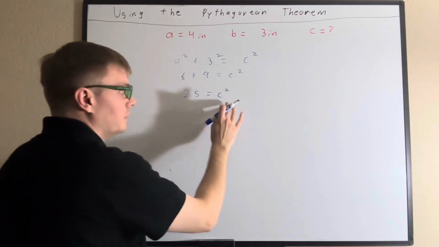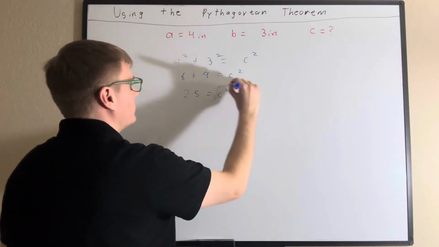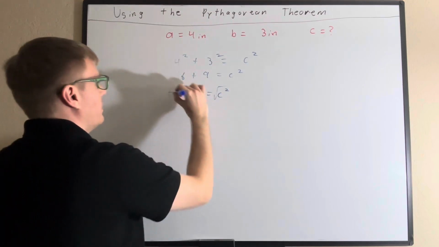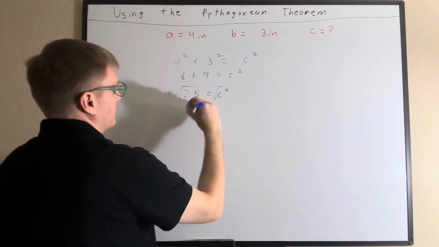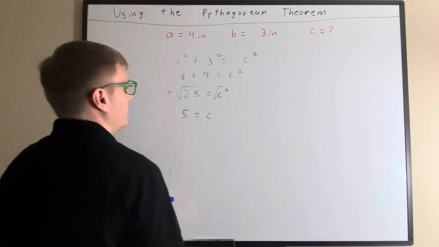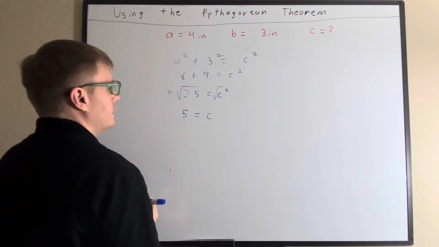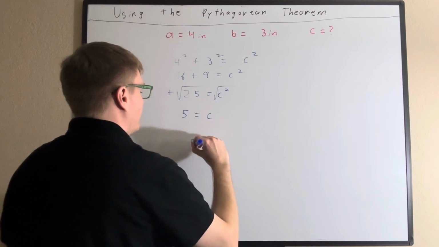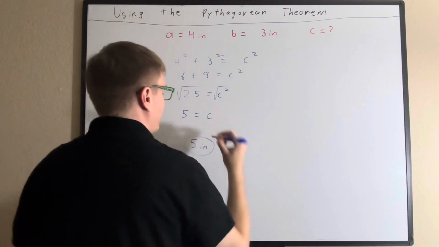C squared. We don't have C by itself. We got to square root both sides, right? Only the positive part of it. 25 is a nice perfect square. So C equals 5. 5 what? 5 inches. Got to remember the units.